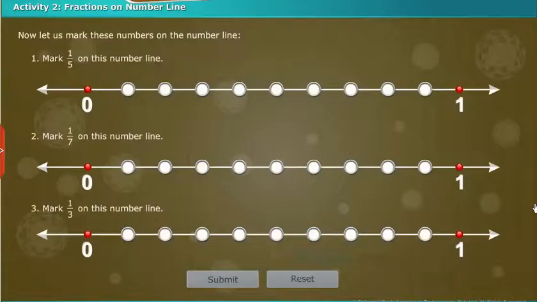Here we do an activity on fractions on the number line. Now let us mark these numbers on the number line.